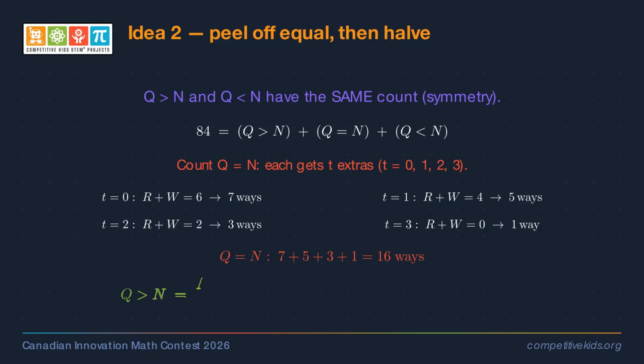So quiet greater than newcomer equals all distributions minus equal cases divided by 2. That is 84 minus 16 divided by 2, which is 68 over 2 equals 34.